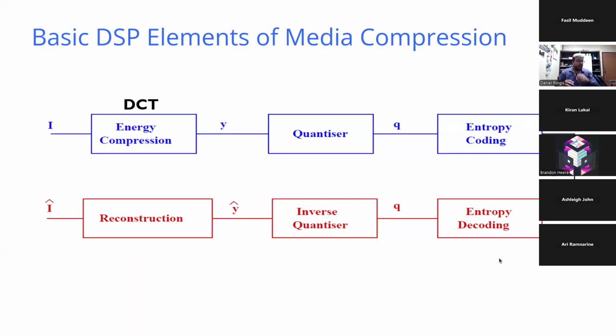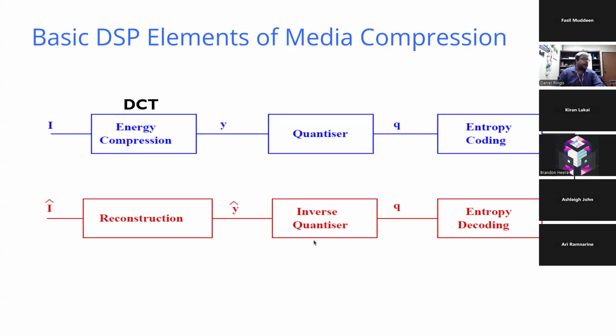So just to remind you all, we have our basic DSP elements of media compression. We have our energy compression. In this case, it was our DCT. We have our quantizer. We have entropy encoding. And then we have our compressed media here. And on the opposite end, we have our entropy decoding, which is the inverse of our symbol compaction. So our entropy coding, you will also see it as symbol compaction.